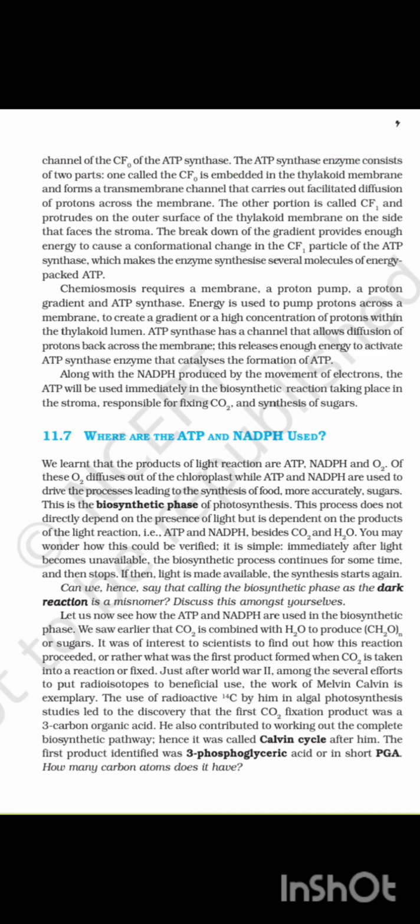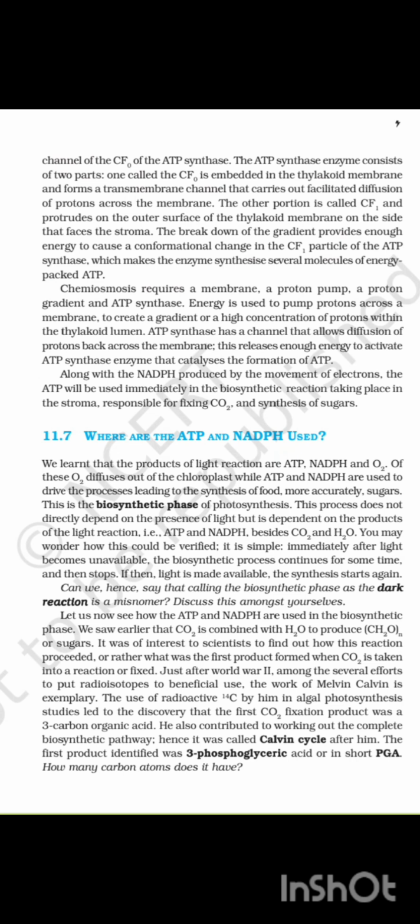The ATP synthase enzyme consists of two parts. One, called the CF0, is embedded in the thylakoid membrane and forms a transmembrane channel that carries out facilitated diffusion of protons across the membrane. The other portion is called the CF1 and protrudes on the outer side of the thylakoid membrane, on the side that faces the stroma.